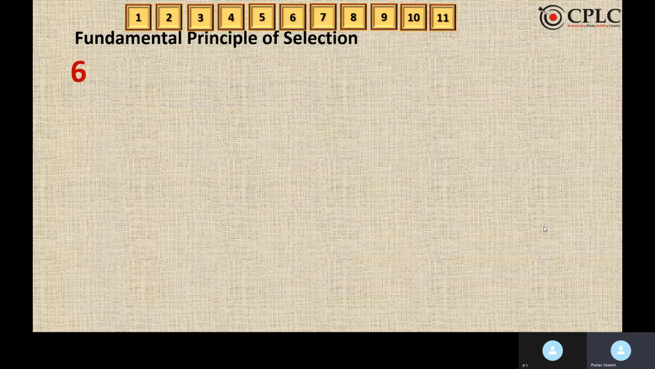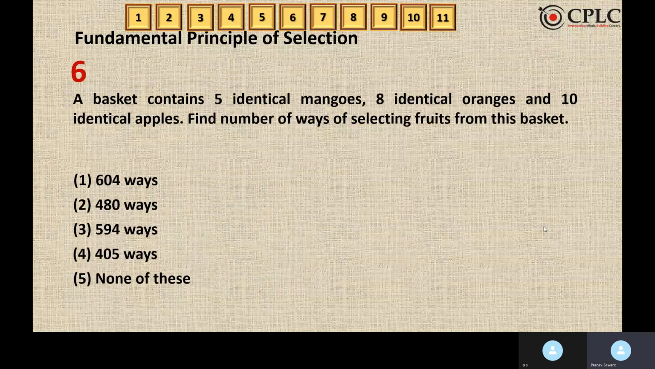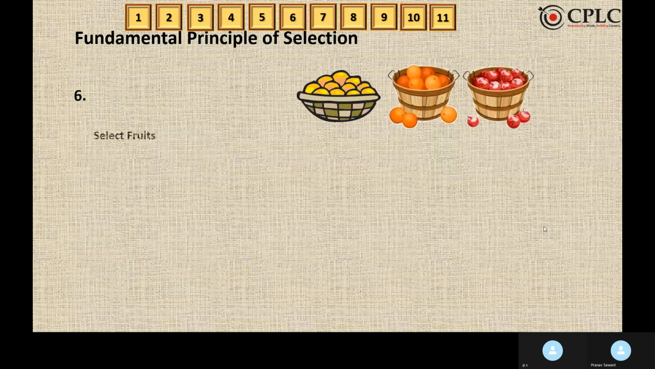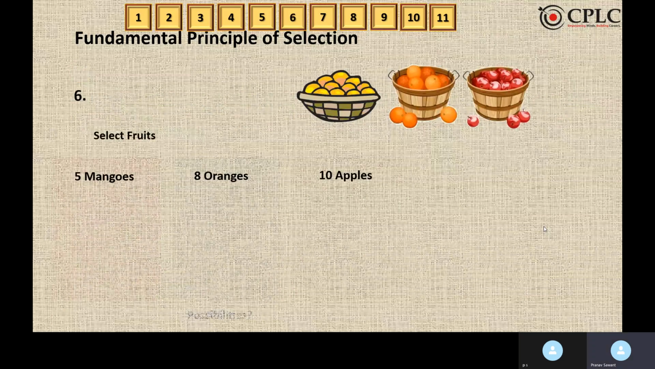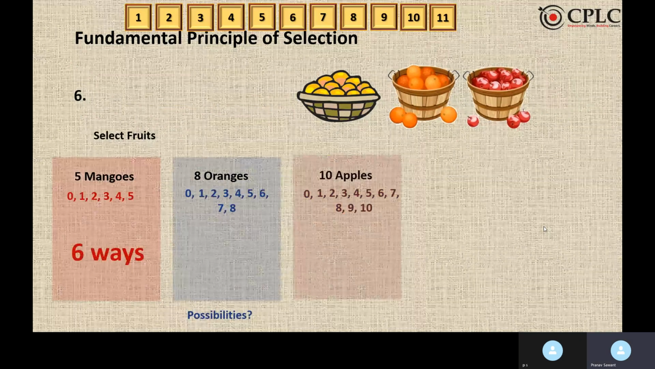Moving to the next question. A basket contains 5 identical mangoes, 8 identical oranges, 10 identical apples. Find the number of ways of selecting fruits from this basket. Now, we need to select the fruits. Also, we know that the fruits are identical.